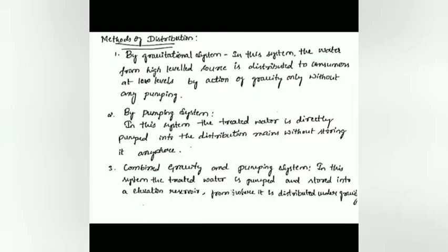After having a discussion about the distribution system and the different layouts that are used in the distribution system, now let us check what are the methods of distribution that will be used for the supply. First one is by gravitational system. Second one is by pumping system. Third one is combined gravity and pumping system.